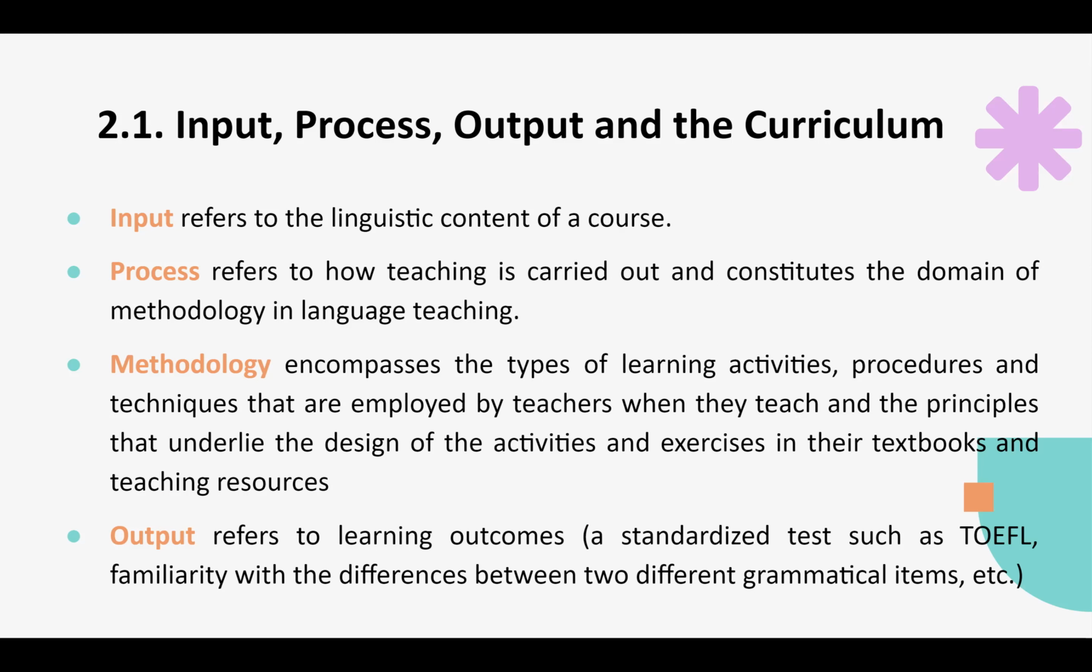And lastly, output refers to learning outcomes. For example, it can be a standardized test such as TOEFL, or it can also be the ability of our students to be familiar with the differences between two different grammatical items, such as they can distinguish between the present simple tense and the past simple tense.